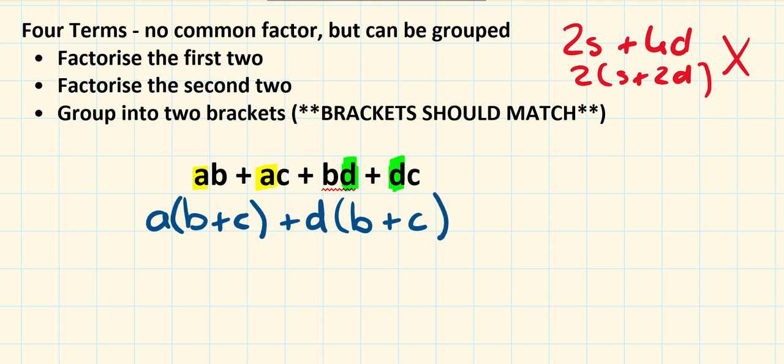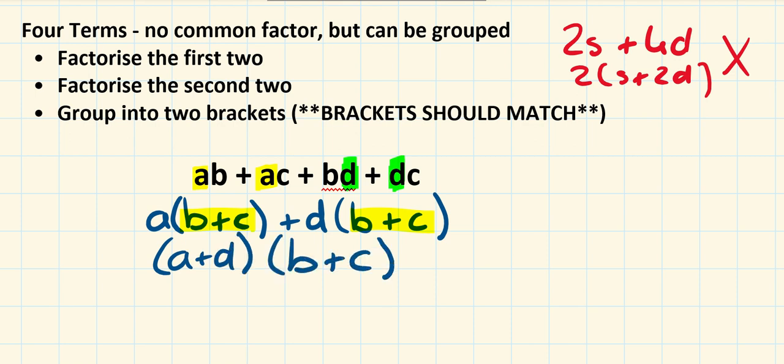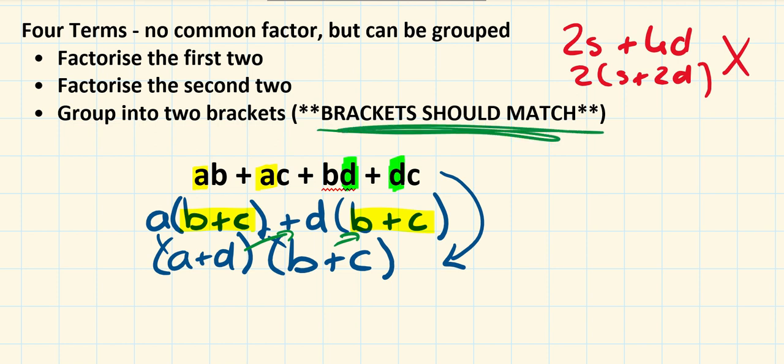Now, as you will notice, we have got a b plus c here and a b plus c here. So just like we did in the first example, now we can group up the terms: a plus d, and then also b plus c. So you're turning these four terms into two brackets. That's the key thing. If you multiplied it out, you'd split it up, a times b plus c, and then you'd also have d times b plus c. So that's the basic premise of factorizing by grouping. You factorize the first two, factorize the second two, and then your brackets should match, and then you're able to just put it into two brackets.